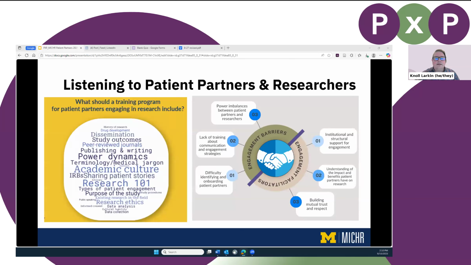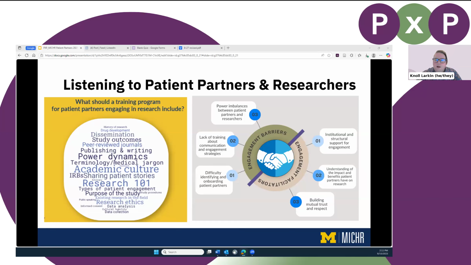So I guess we wouldn't be a research institution, I know we're based here, without thinking about what we don't know and what we need to know before we build all these resources. So with these goals in mind, we set out to learn and listen to patient partners and researchers by doing some of our own research.